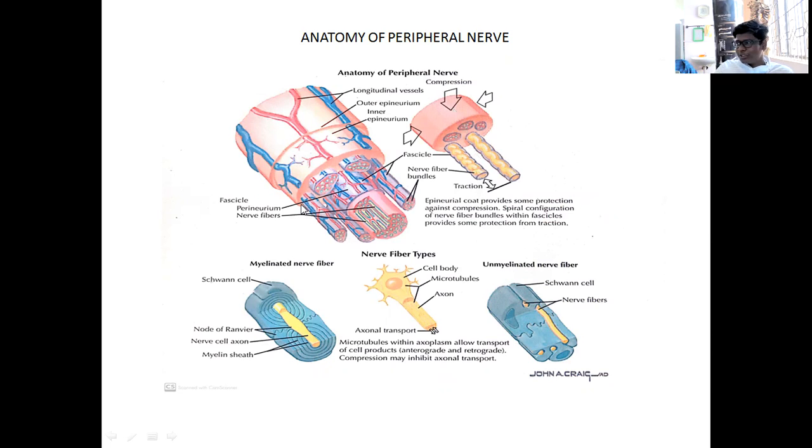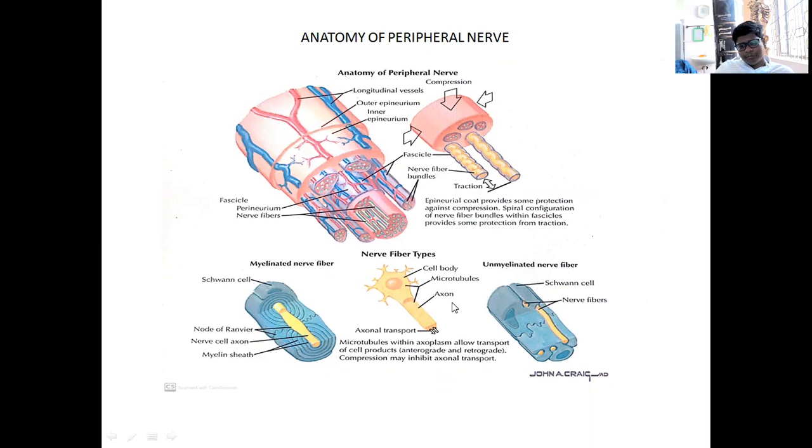This diagram shows the anatomy of the peripheral nerve. This is a myelinated nerve fiber, and this is unmyelinated nerve fibers. It consists of layers, that is outer epineurial layer and perineurium. Then this is the Schwann cell, and this is the node of Ranvier, and this is a nerve cell axon, and this is a myelin sheath which covers the nerve fiber.